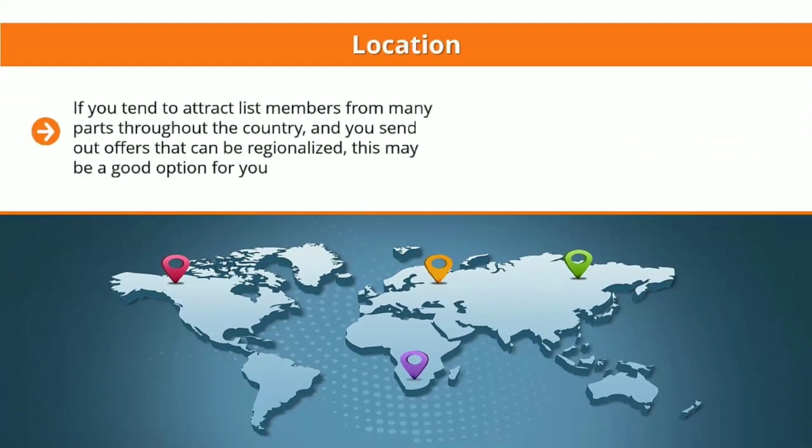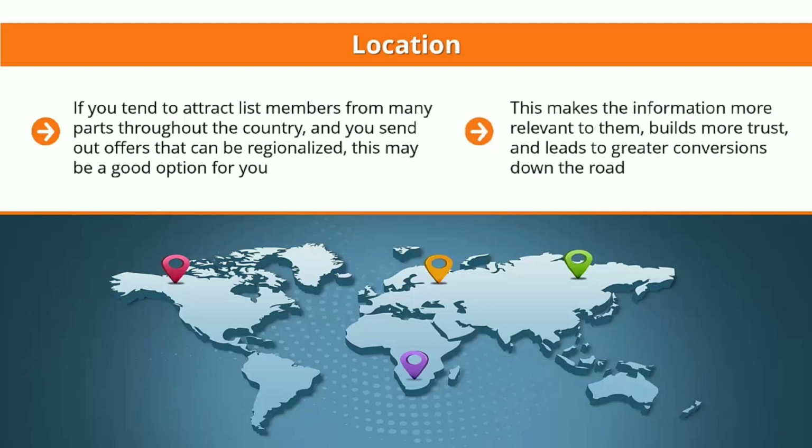Location. If you tend to attract list members from many parts throughout the country, and you send out offers that can be regionalized, this may be a good option for you. Send only updates related to a specific region to people who live there. This makes the information more relevant to them, builds more trust, and leads to greater conversions down the road.